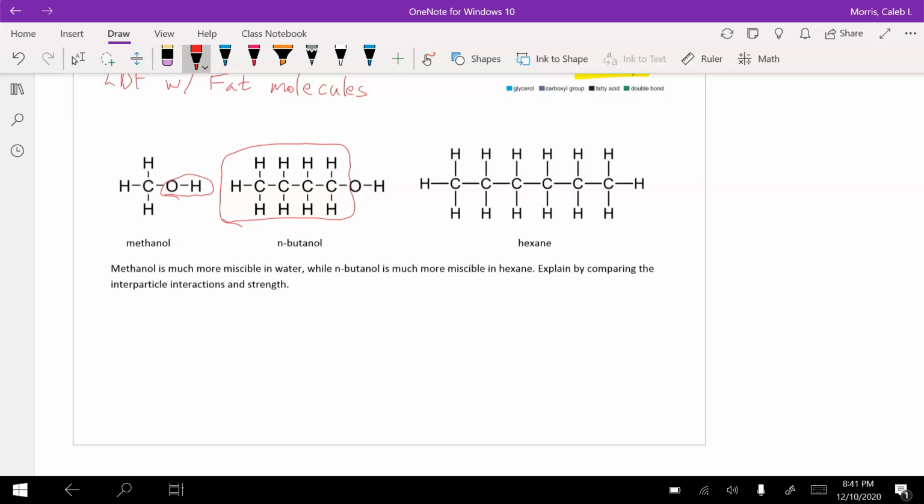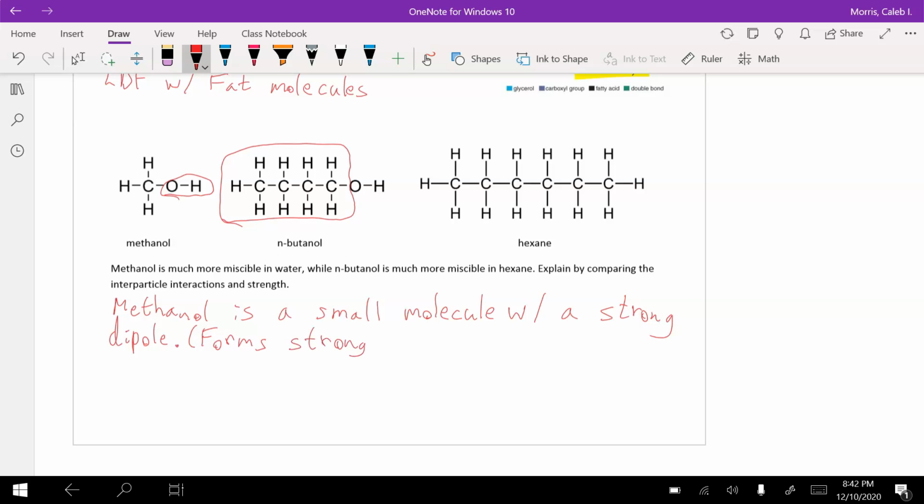So what we would say is methanol is a small molecule with a strong dipole. And as a result, it forms stronger IMF with water, specifically hydrogen bonding.